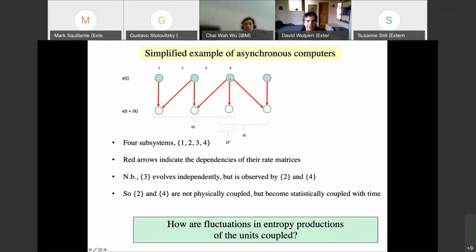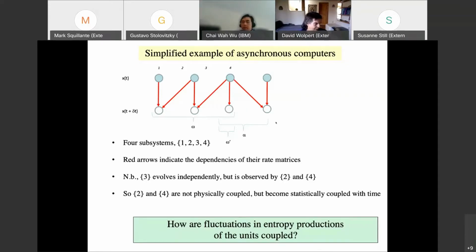This is supposed to be indicating 3, and that's supposed to be indicating 4. My PowerPoint screwed up somewhere. But in any case, because of that, you might think that the entropy productions actually become statistically coupled. What that means is the amount of entropy being produced in this unit will depend upon the amount of entropy being produced in that unit, in the organelles in your cells, for example.